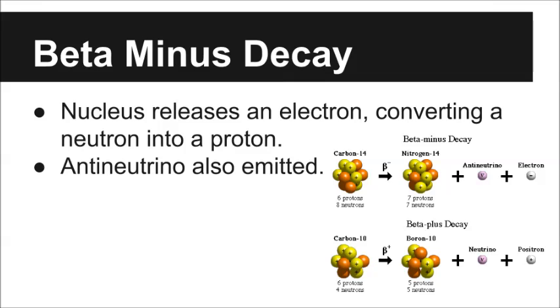So when it releases an electron, you know that one of the neutrons will turn into a proton. So the proton number will increase by 1, and the neutron number will decrease by 1. And as I said, an antineutrino is also released.